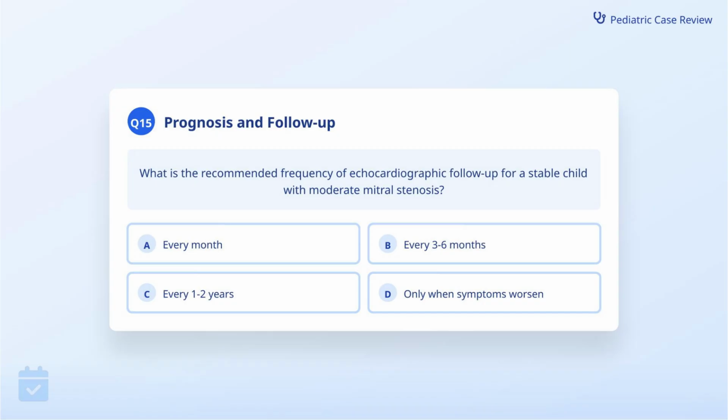What is the recommended frequency of echocardiographic follow-up for a stable child with moderate mitral stenosis? Option A, every month. Option B, every 3 to 6 months. Option C, every 1 to 2 years. Option D, only when symptoms worsen. Consider the natural progression of mitral stenosis and the appropriate monitoring intervals based on disease severity.